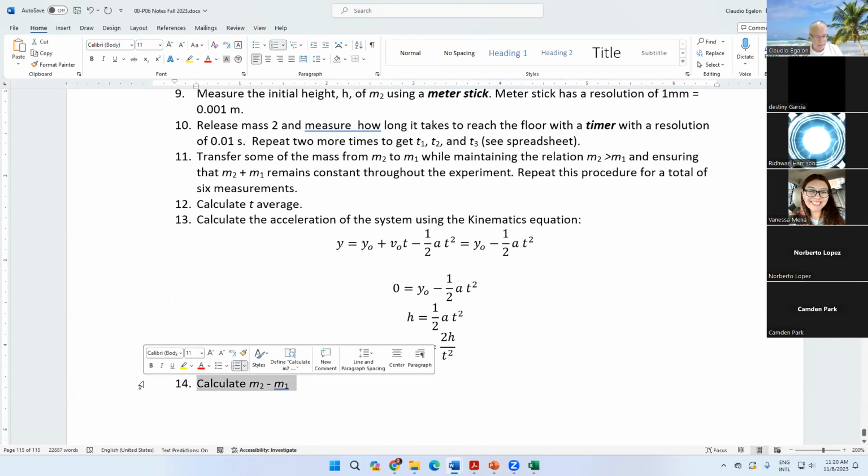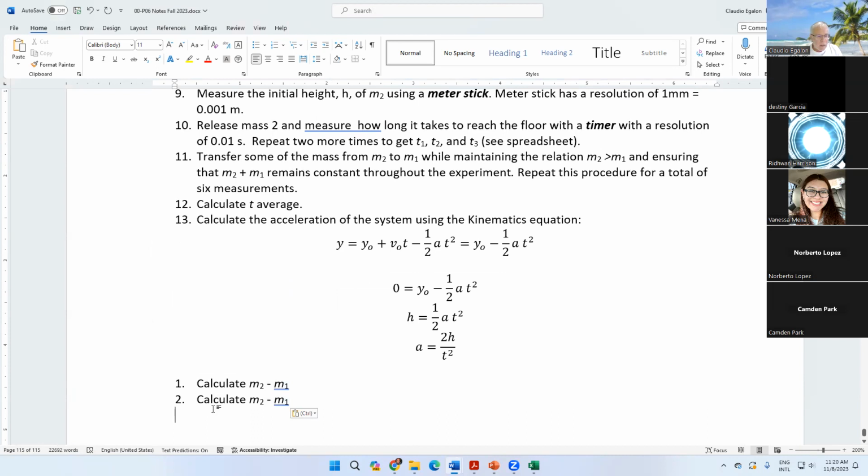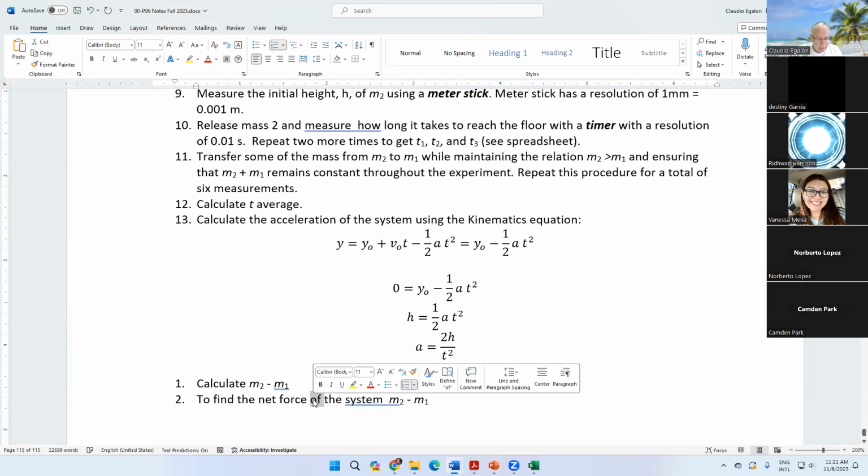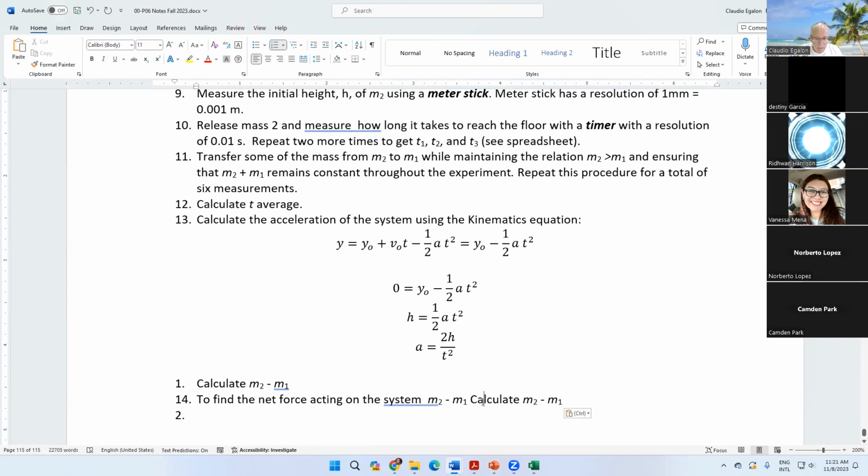Why do we do that? There's a reason. Calculate M2 minus M1 to find the net force acting on the system, right? The net force is W2 minus W1.